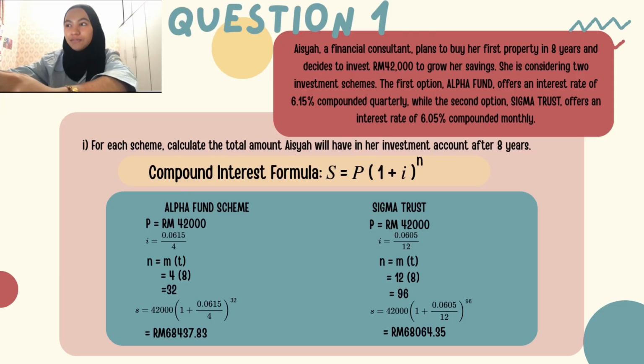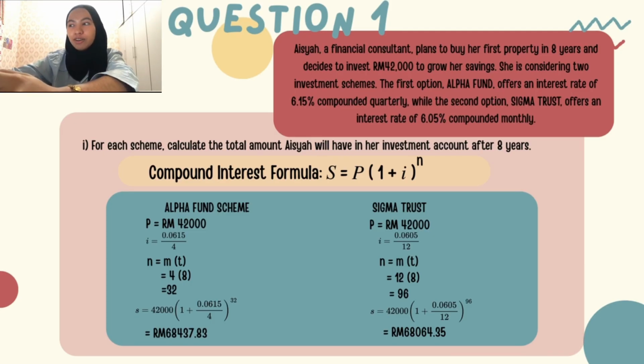Question 1. Aisha, a financial consultant, plans to buy her first property in 8 years and decided to invest RM42,000 to grow her savings. She is considering two investment schemes. The first option is Alpha Fund, which offers an interest rate of 6.15% compounded quarterly, while the second option, Sigma Trust, offers an interest rate of 6.05% compounded monthly. So the first question: for each scheme, calculate the total amount Aisha will save in her investment after 8 years.